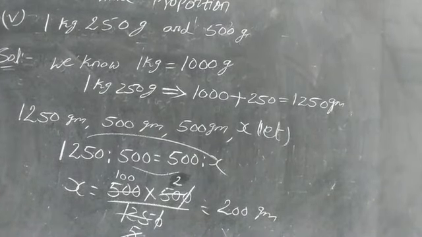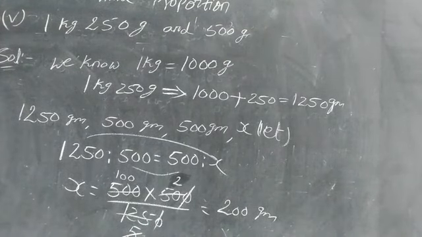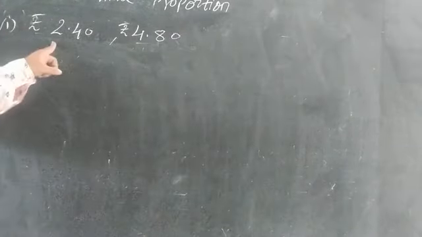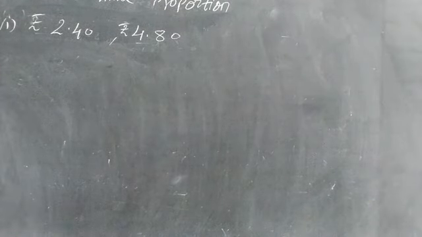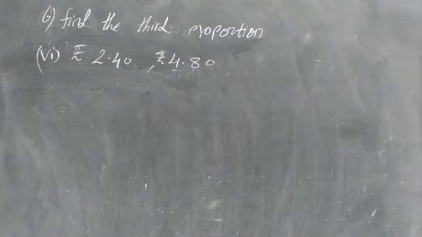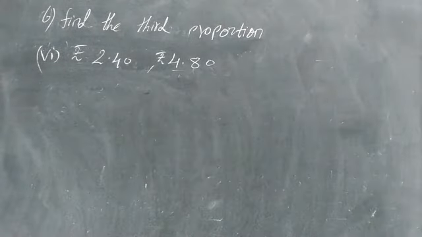The fourth proportion is 200 grams. Cancellation, writing that once. Here is another sum, same model. Another sum is 2 rupees 40 paise, 4 rupees 80 paise. What we have to find in this sum is the third proportion. Third proportion means the middle one, the second one, will be written 2 times.